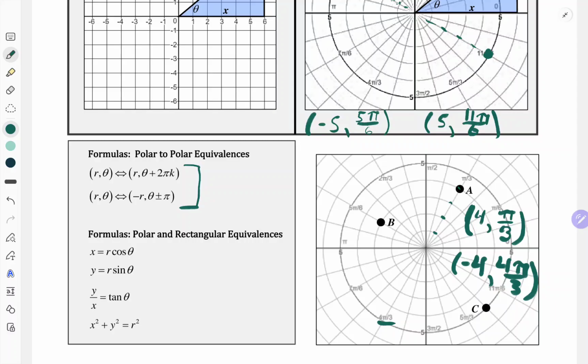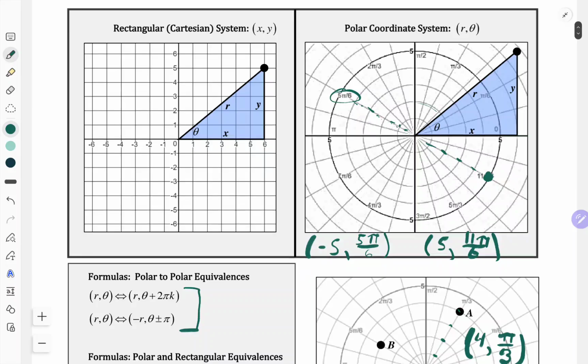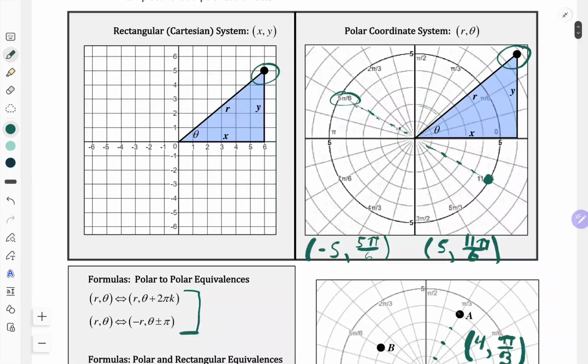The other thing here is that we're going to change between polar and rectangular. So if I'm given this point in rectangular, right, that's right there, what would that be in polar? So what would the name of that point be in polar? And some of these formulas down here are going to help us. So just generally looking at these triangles first, let's see what we get.